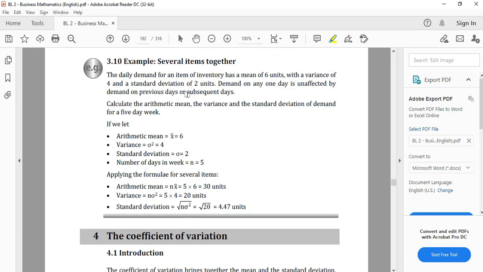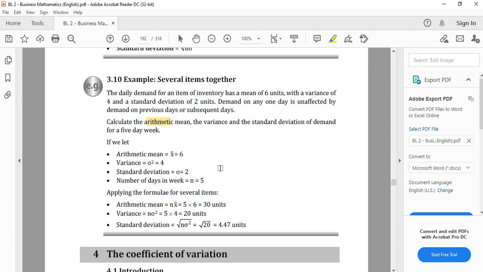Let's say there's a mix of standard deviation, variance and the mean. They give a question. Listen to this nicely. Daily demand for an inventory item has a mean of 6 units with variance of 4, standard deviation of 2. Demand for any one day is unaffected by demand on previous days or subsequent days. Okay, so the only factor that affects is that particular item, not other days' demand. So we can juggle around standard deviation, mean and the variance. So they are asking, find the arithmetic mean, variance and standard deviation.